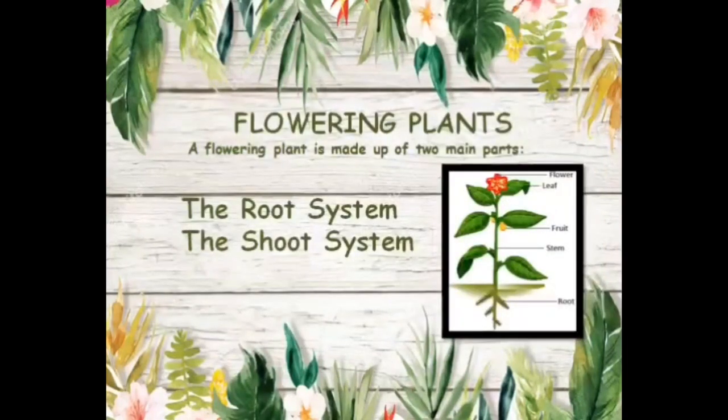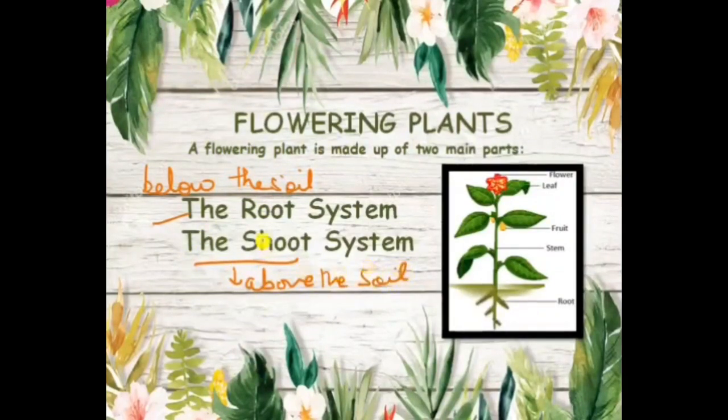Coming to the next topic, that is a flowering plant. What is that? A flowering plant is made up of two main parts. One is called the root system, that is the part below the soil. The part which is present below the soil is called the root system, and the part which is present above the soil is called the shoot system. We are going to discuss each and every part in detail, one by one.